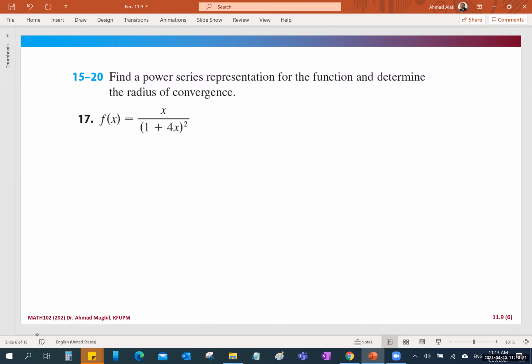Again, find a power series representation for this function and determine the radius of convergence. What is the radius of convergence? So the same idea. I think you can now just keep in mind that your main tool is this, and of course the formulas that are related to it.